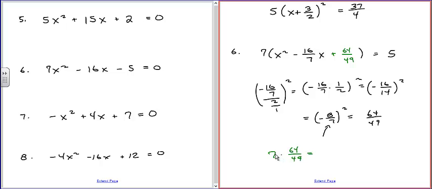Now, you can simplify this because 49 is 7 times 7, so this becomes 64 over 7. This cancels out with 7 of those. So what we're adding is 7 times 64 over 49, and we're adding that to both sides, 64/7.